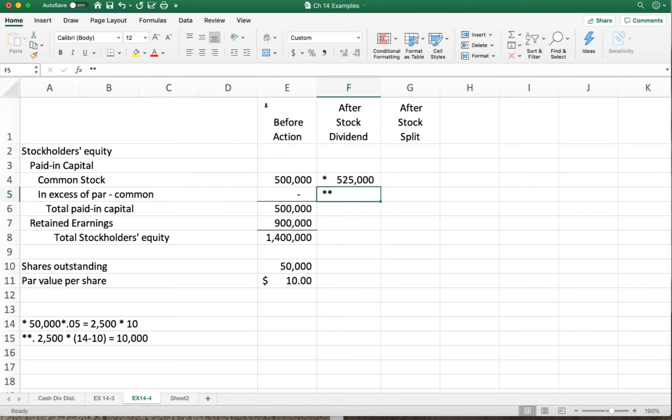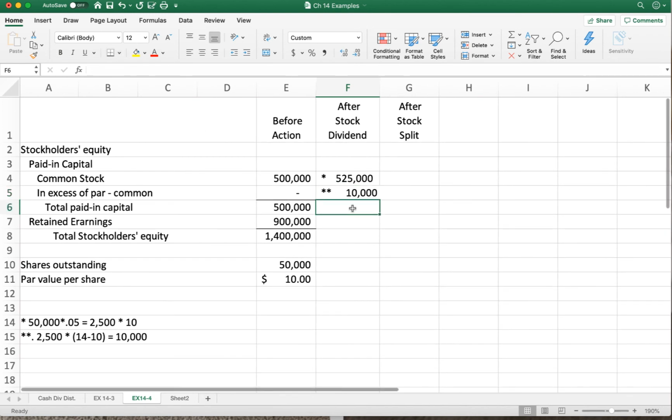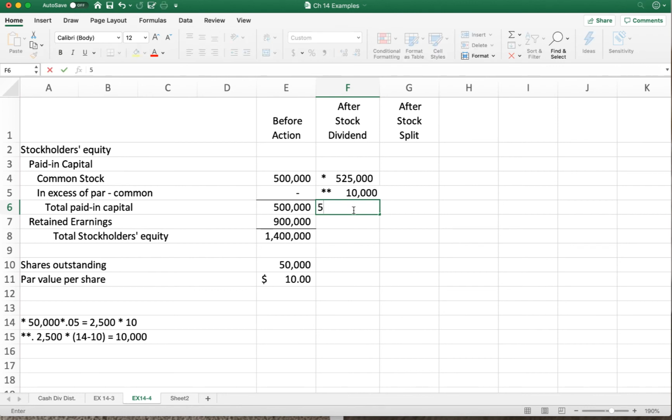Okay, so that now means that my paid-in capital in excess of par common account has to be $10,000. Okay, so now I can figure out what the total paid-in capital account is worth. Well, that's easy, right? 525,000 plus 10,000 gives me $535,000. Okay.